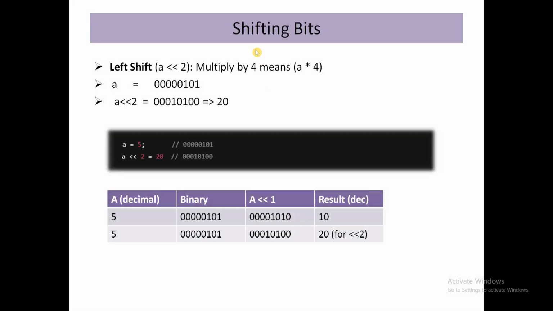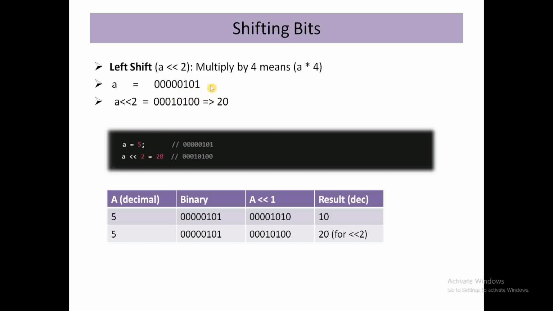Next one we have shifting bits. There are two types of shifting bits, that is left shift and right shift. First we will cover left shift. If we want to get the final output, we just have to multiply the given value by 4, and we have the given number, that is integer a is equal to 5.